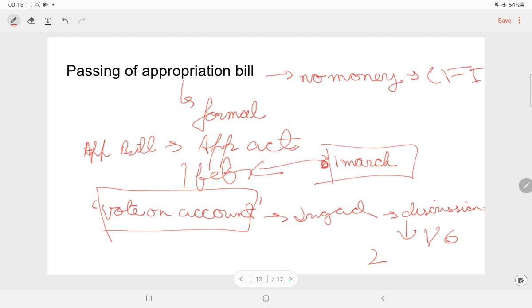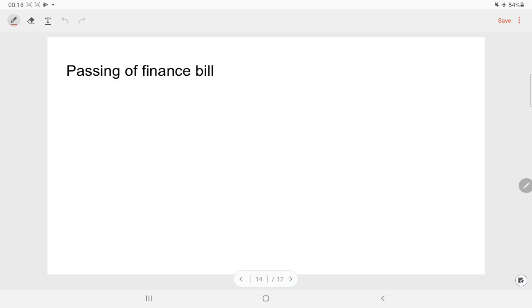So the appropriation bill is done, and without the appropriation bill no money can be withdrawn from the Consolidated Fund of India. And after this appropriation bill there is the finance bill. The finance bill is introduced to give effect to the financial proposals of the government of India, like all the taxes we are going to do, and it is based on the Provisional Collection of Tax Act of 1931.